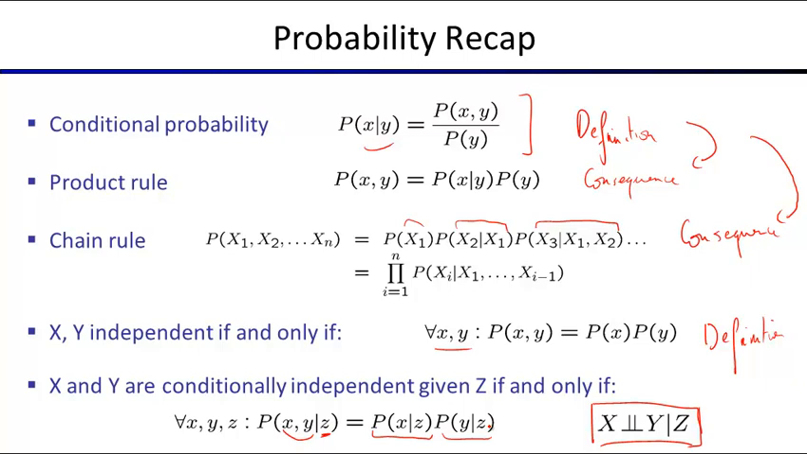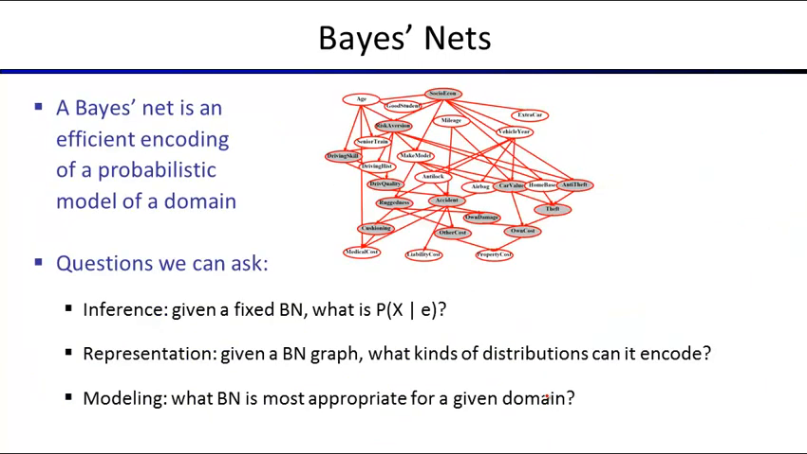So what is going on here compared to what we have up here? We just added a conditioning on z everywhere. That's all we did, and added z over here. This is another definition. Okay, so that's our probability calculus.